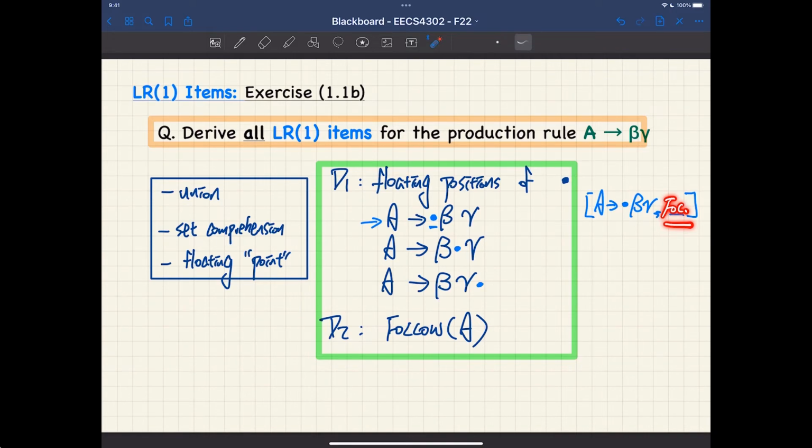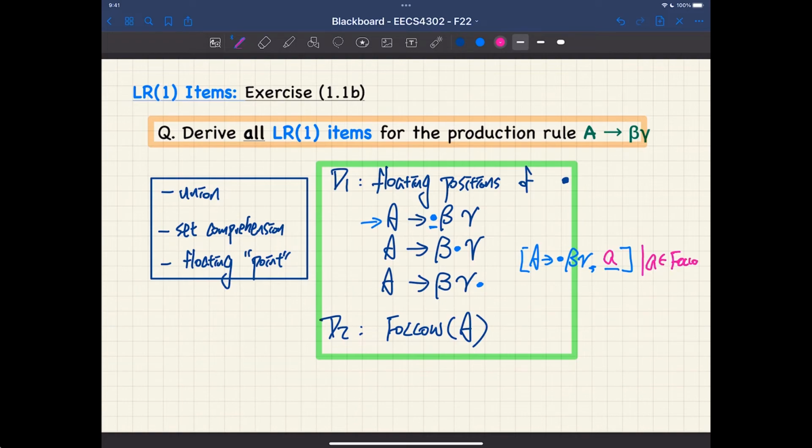All right, I'm going to write it down directly to save time, but you want to make sure you understand how it is derived. If we simply put, let's say, A over here, just to give myself more space, such that A is a member of the follow of A. And this is a set.